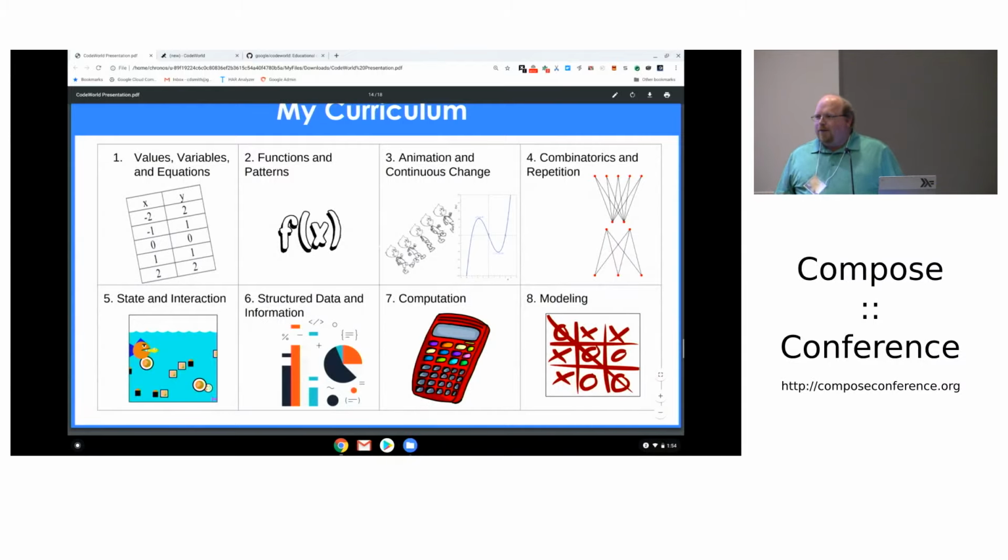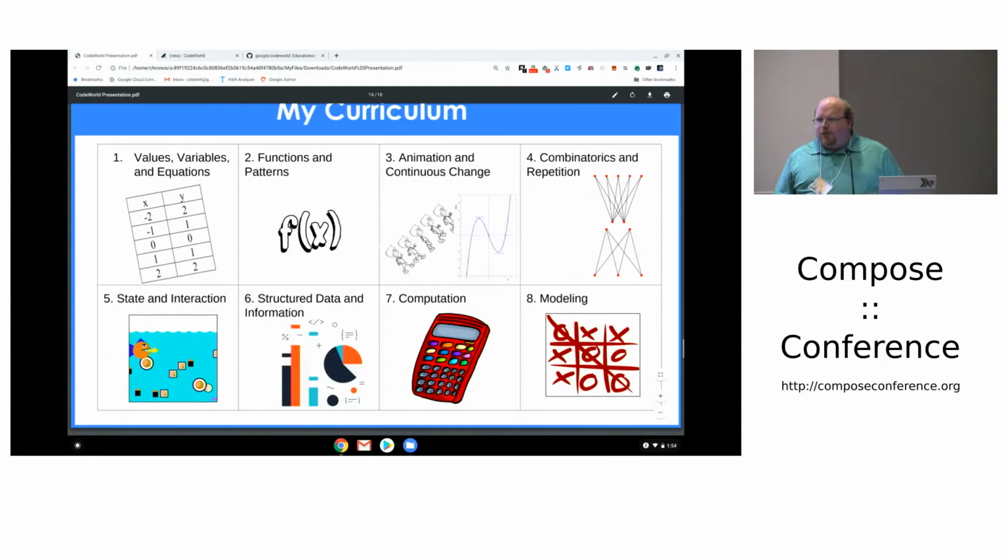So up to this point, their functions have all been functions that build pictures. Now they're talking about actually different built-in functions on numbers. What's a quadratic function? What's a linear function? What's a sine wave? Things like that. What's a piecewise function? Then we get into combinatorics and repetition, and here we're actually doing list comprehensions.